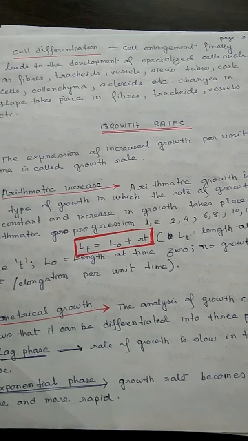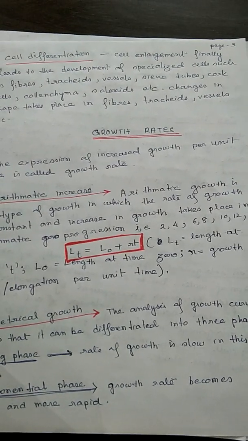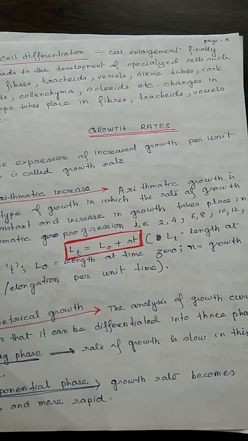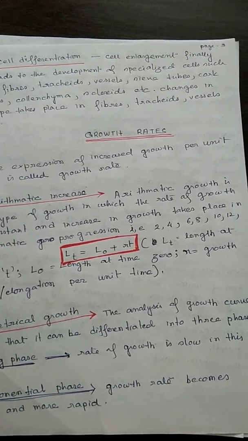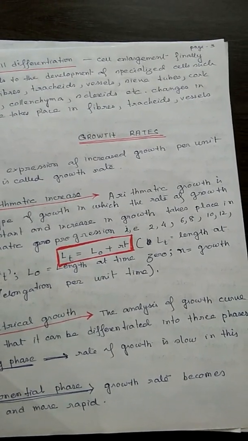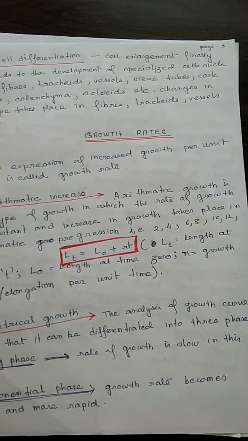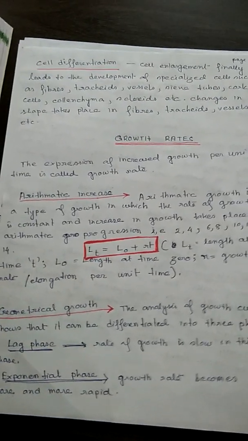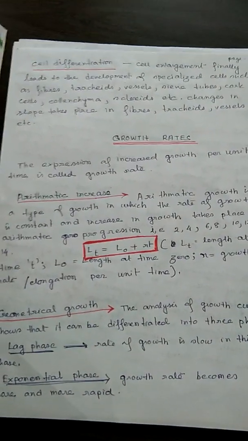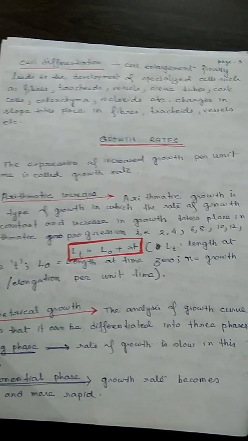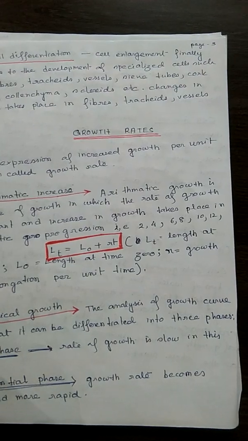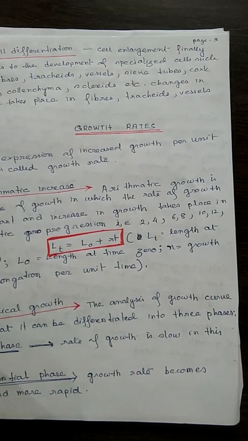The next one is cell differentiation. The cell enlargement finally leads to the development of specialized cells such as fibers, tracheids, vessels, sieve tubes, cork cells, collenchyma, sclerenchyma, etc. These changes are known as cell differentiation. Now the next and most important one is growth rate. Here you will get some mathematical expressions for how to calculate the growth rate. The expression of increased growth per unit time is called growth rate.